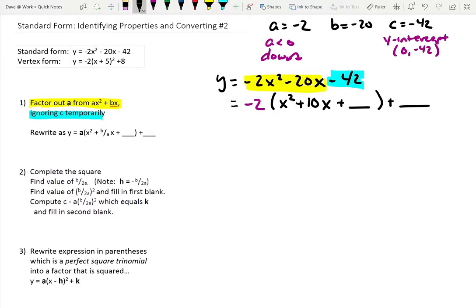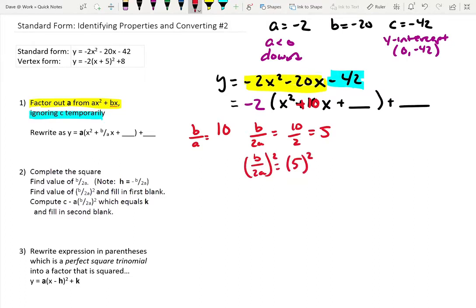Step number 2 requires us to take this, let's put this in red, this 10x. Okay, and that is b over a. And what I want you to do is essentially divide 10 by 2 and tell me that you come up with positive 5. What I do need right now is for you to take that b over 2a and square it, which means I need you to take the 5, square it, and come up with 25. And it's going to go into the first blank. So we're doing those 2 steps right there. So I'm going to put 25 into that spot.